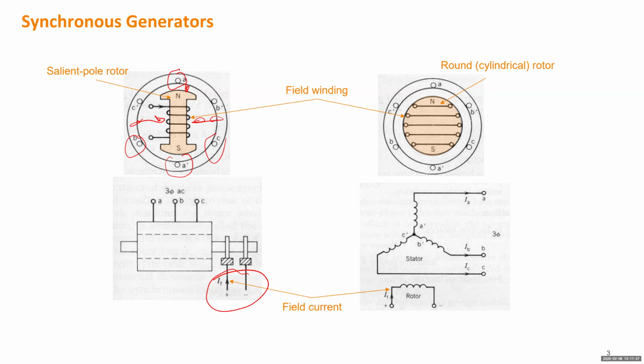Okay, so in the modeling, we're going to model each winding, including the stator windings A, B, C and also the field winding carrying the field current. And we'll also model some other windings which help to stabilize the generator if there's any disturbance, which are called damper windings. We'll talk about that shortly.